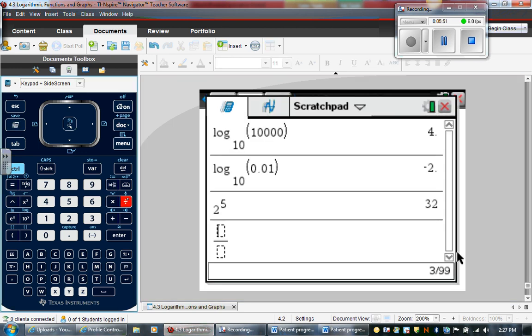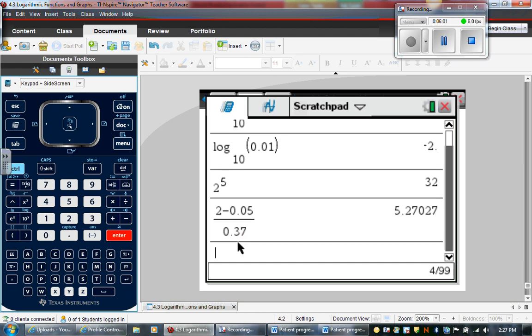I'm going to use my calculator. 2 minus 0.05 divided by 0.37. I get 5.27027.